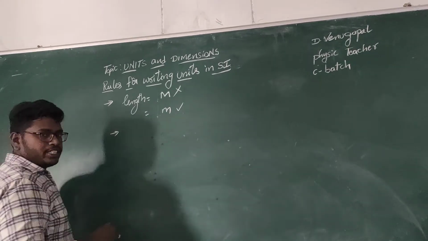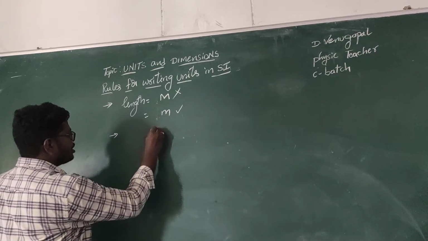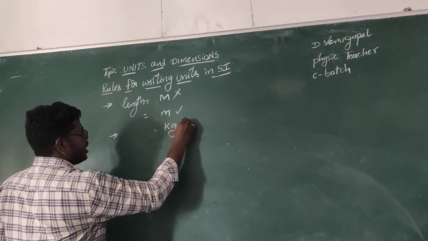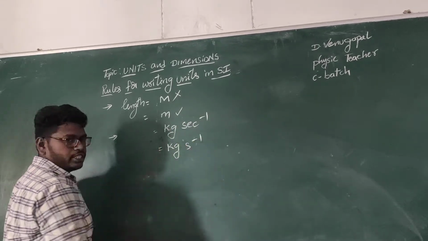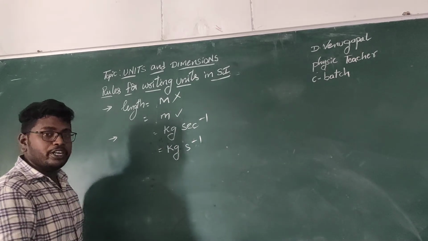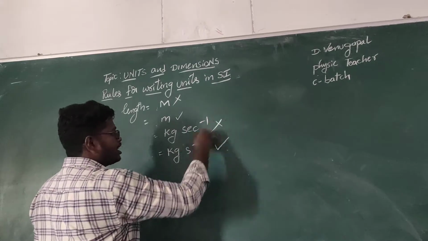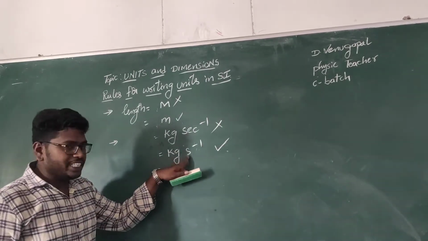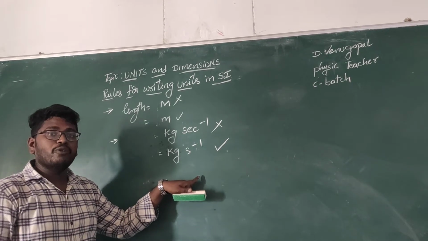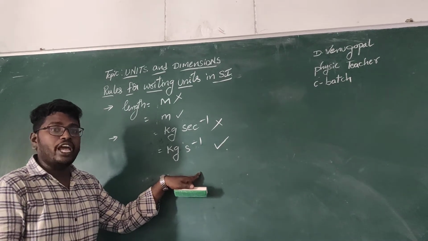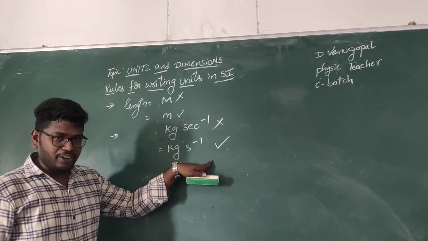The second one is composite or compound units. If you want to write down the compound units of fundamental units, we must write them as kg second inverse, not like this. We must write down kg second inverse. This is the second rule. What is the second rule? Whenever you want to write compound SI units of fundamental quantities, we should write kg second inverse.